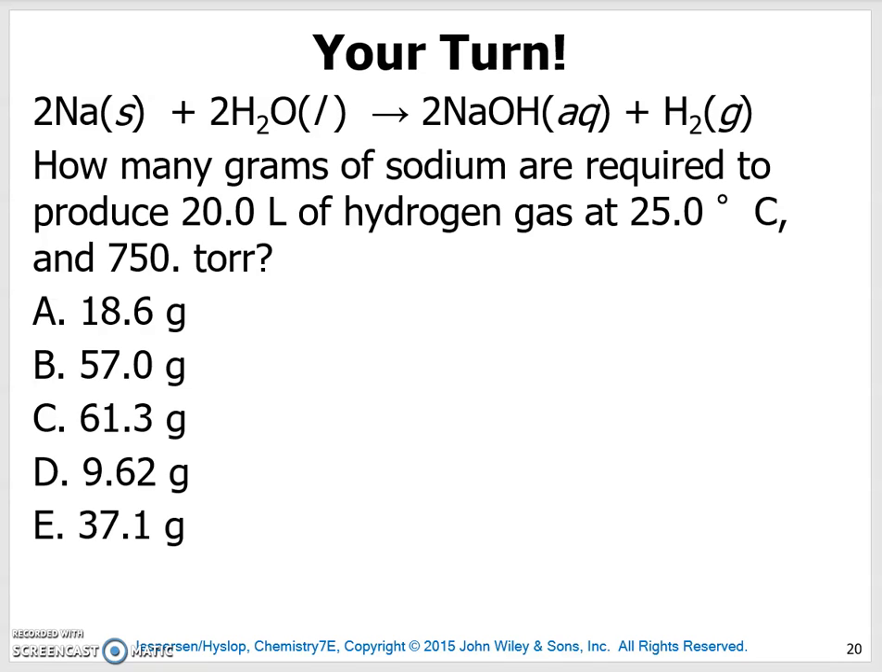Alright, so now we have solid sodium metal dropped in water. It'll be reactive, it bubbles around a little bit. We can actually watch hydrogen gas evolving. And it produces aqueous sodium hydroxide. And so this is a chance for you to practice with the safety net of the answer coming up in a few minutes. But we're asked how many grams of sodium are required to produce 20 liters of hydrogen gas at this given temperature and pressure.